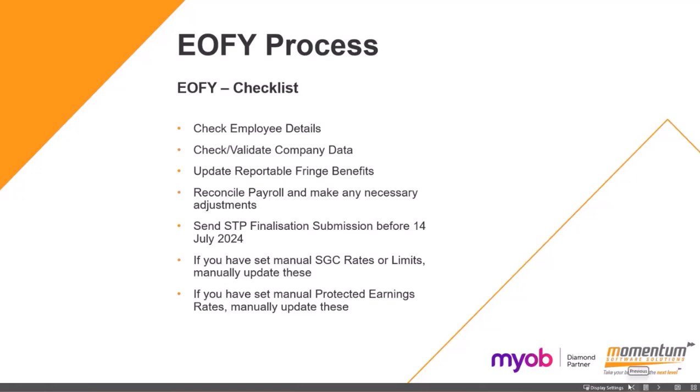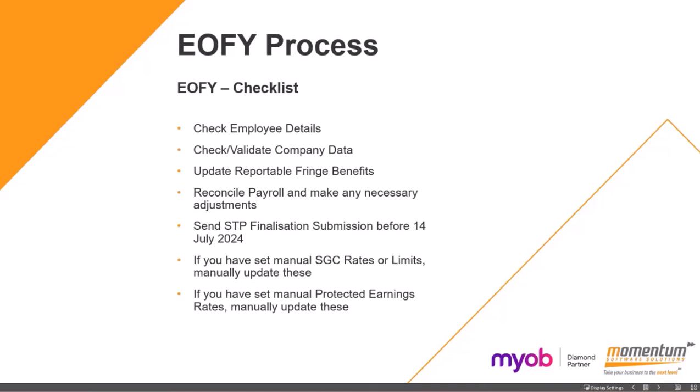After we have discussed the reconciliation of payroll, we will discuss the STP finalization that needs to be submitted before 14th of July. 14th of July is a Sunday, so you need to make sure it's done on the 12th, that's a Friday. If you have manually set any super guarantee rates or limits, you will need to manually update these, because the compliance changes won't affect them if they are manually set.